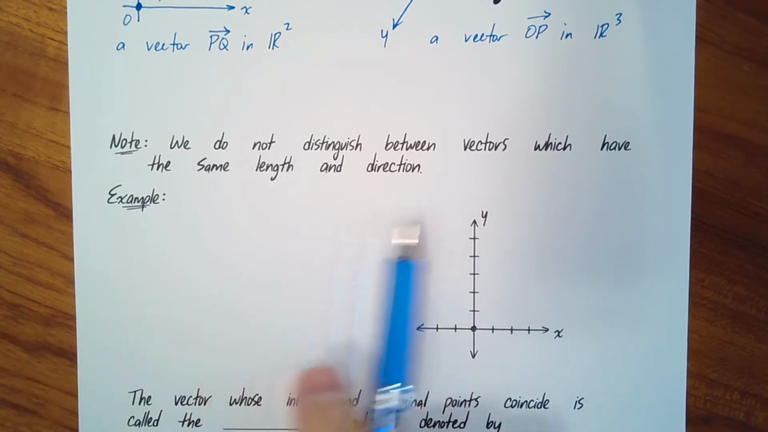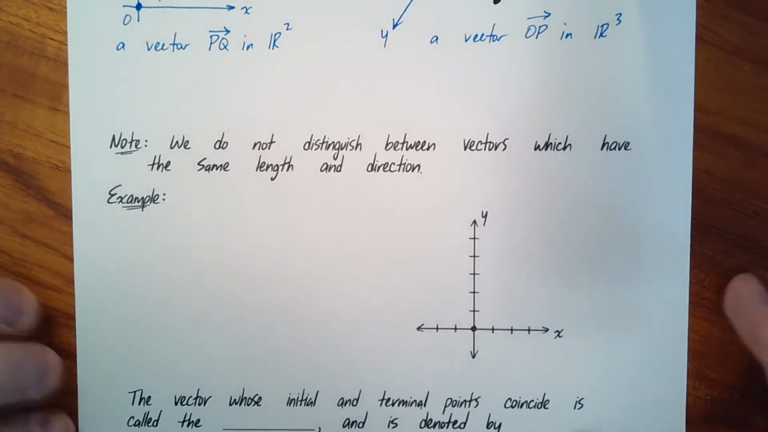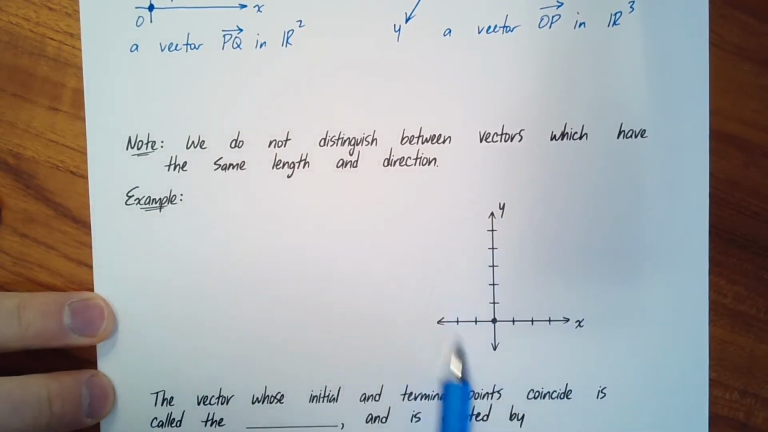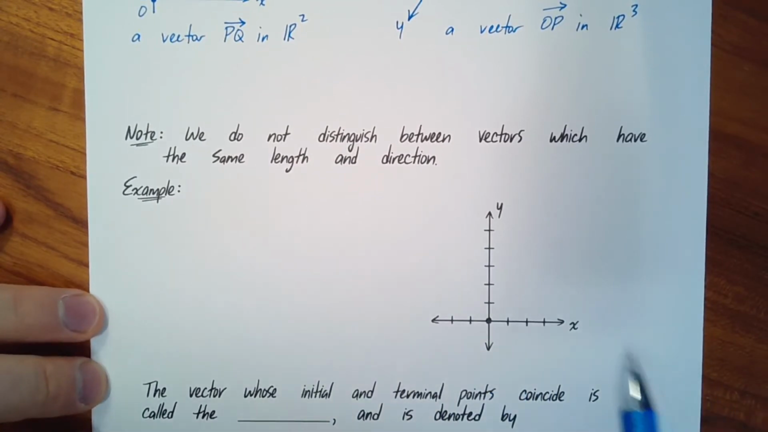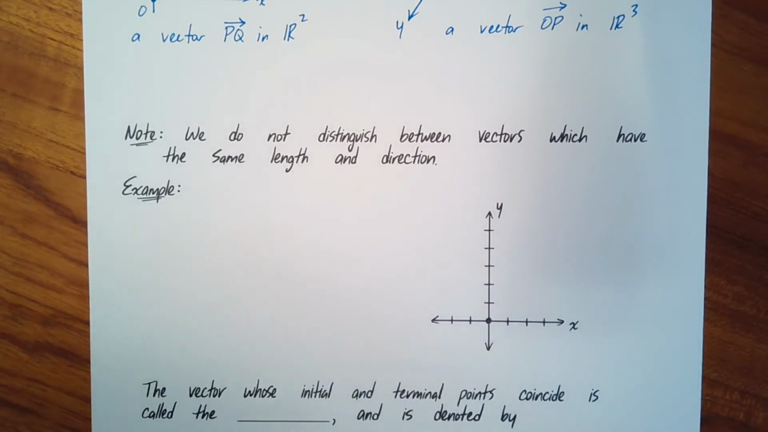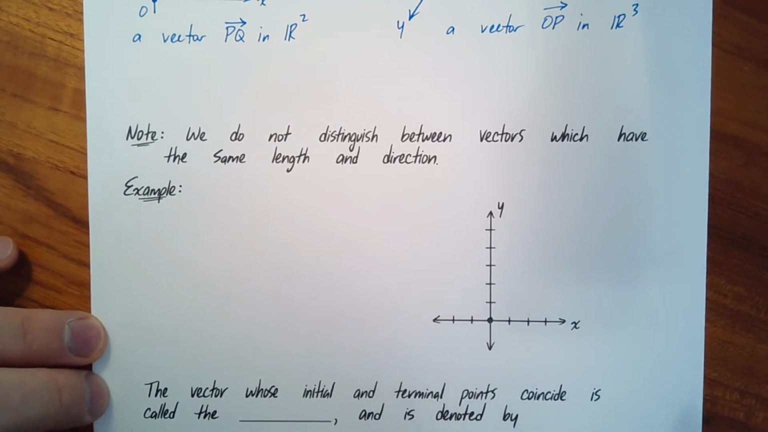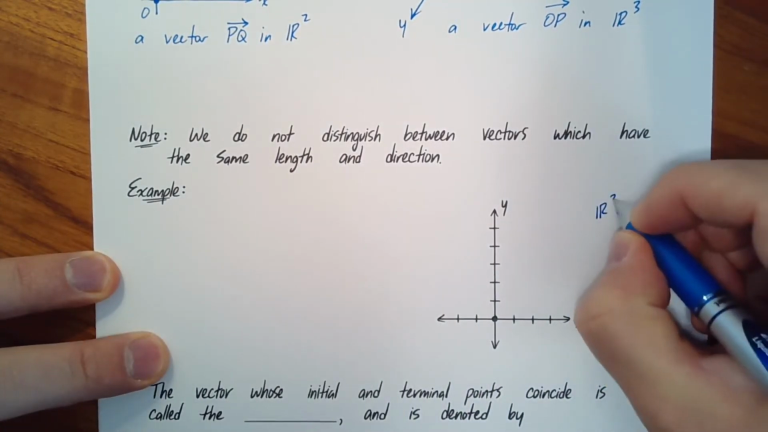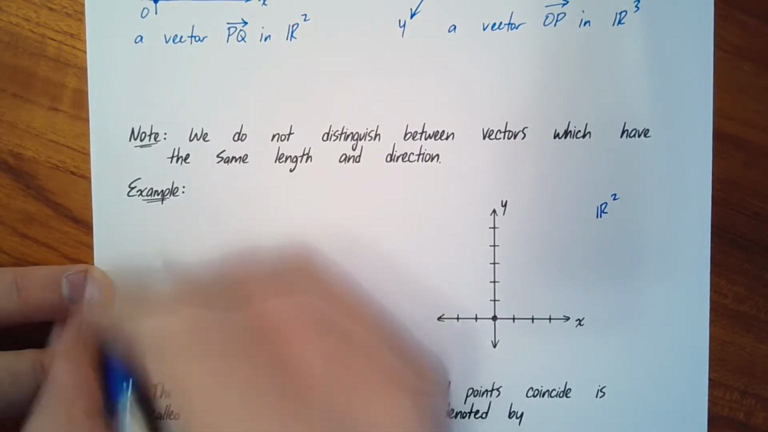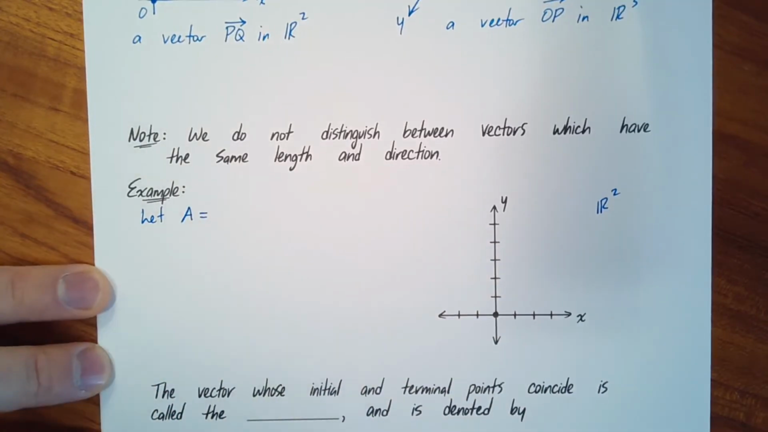So we do not distinguish between vectors if they have the same length and direction. So what would that maybe look like? Let's look at an example. I've drawn an axis in advance here just to make the end result look a little bit cleaner and a little bit more to scale, because I didn't trust myself to draw it freehand. But let's write down some points here. You can see we've got a copy of the Cartesian plane. So consider the points A, B, C, and D as follows.